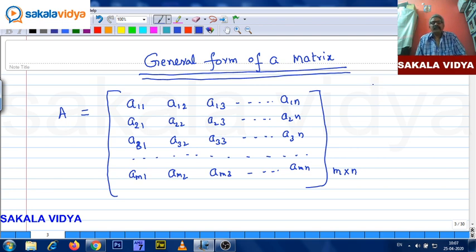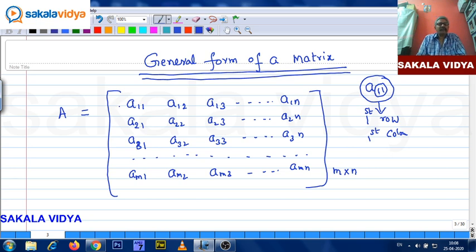See here, for example, the element a11 of this matrix A. a11 is the element in the first row and first column. The first index denotes the row and the second the column, so a11 is located in the first row and first column. Similarly, for a23, the location is the second row and third column.